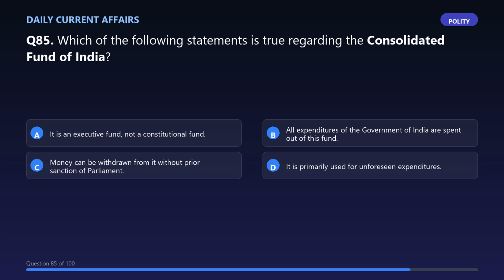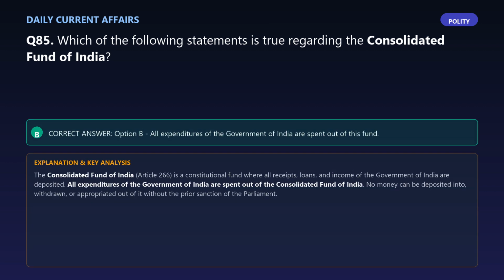Question 85. Which of the following statements is true regarding the Consolidated Fund of India? The correct answer is option B. All expenditures of the Government of India are spent out of this fund. Explanation. The Consolidated Fund of India, Article 266, is a constitutional fund where all receipts, loans, and income of the Government of India are deposited. All expenditures of the Government of India are spent out of the Consolidated Fund of India. No money can be deposited into, withdrawn, or appropriated out of it without the prior sanction of the Parliament.